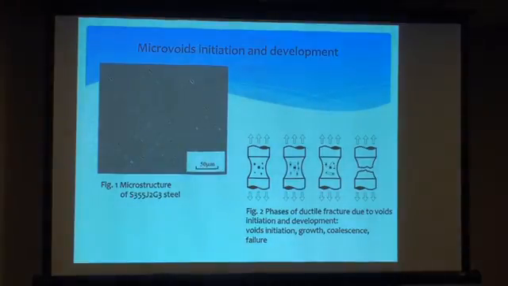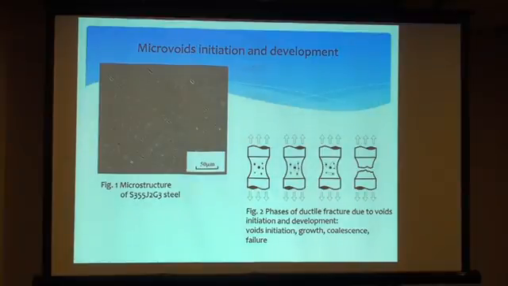As we can see in the first picture, typical steel used in technique is not pure. It contains some other particles, especially carbides, manganese compounds, oxides, and many others. During plastic straining, these particles are the initiators of voids. The scheme of void initiation and development is shown in the second picture.